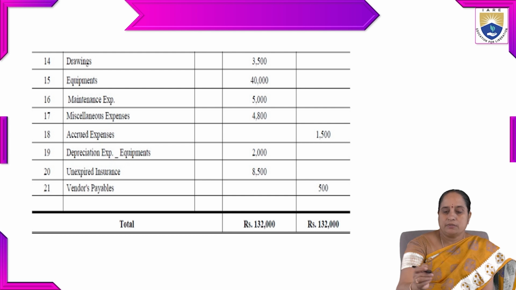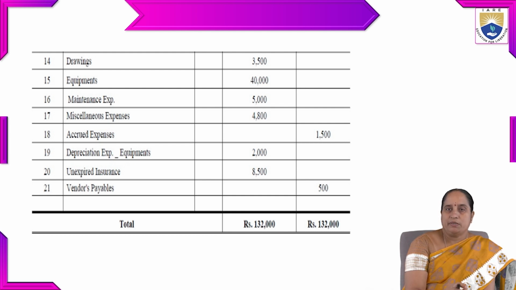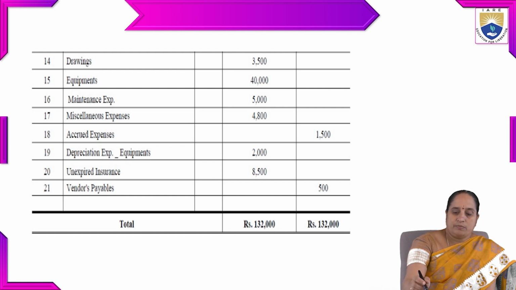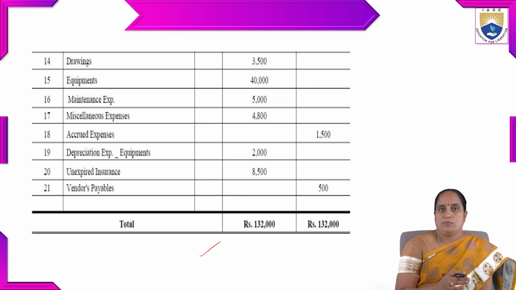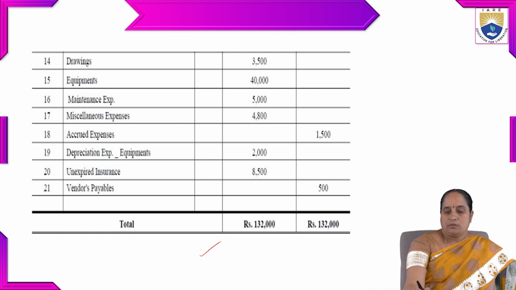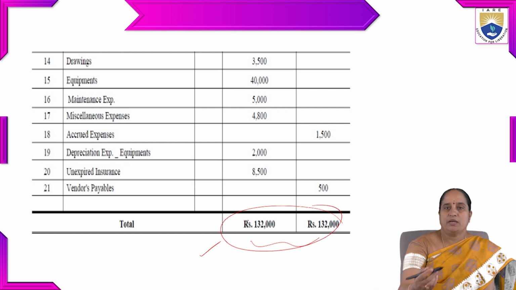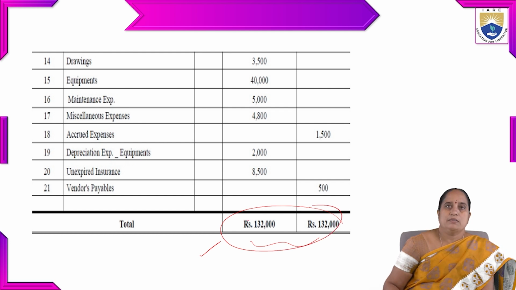So after entering all the heads of account properly on debit and credit side, each side must be totaled and we check whether we are able to maintain arithmetical accuracy with the help of this statement of trial balance. If both totals are not going to tally, then it should be considered there are some errors in the trial balance statement.